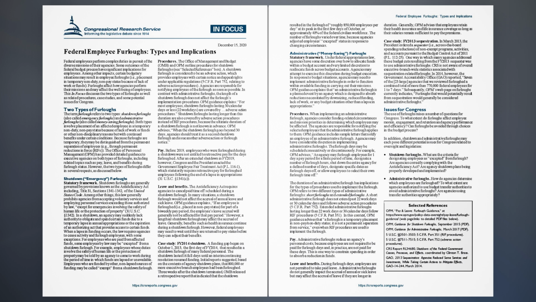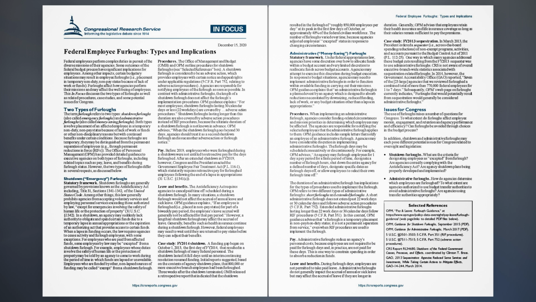Both types involve placement of an affected employee in a temporary non-duty, non-pay status because of lack of work or funds or other non-disciplinary reasons, but with continued benefits under certain conditions. Because furloughs are temporary, they may be distinguished from the permanent separation of employees, for example, through permanent reductions in force (RIFs). The Office of Personnel Management (OPM) has provided detailed guidance to executive agencies on both types of furloughs, including related topics such as pay, leave, and benefits during furlough status. However, the two types of furloughs differ in several respects, as discussed below.